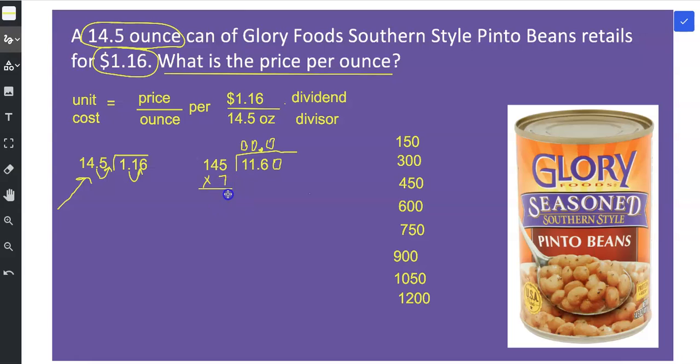Well, 5 times 7 is 35. I place the 5 there, carry the 3. 4 times 7 is 28. Plus 3, I get 31. So I put a 1 here, carry the 3. 1 times 7 is 7, plus 3 is 10. Well, that's under 1,160. Let's also try 145 times 8.